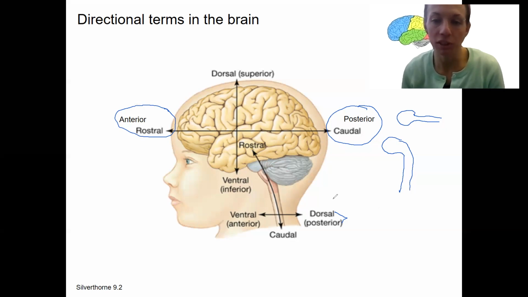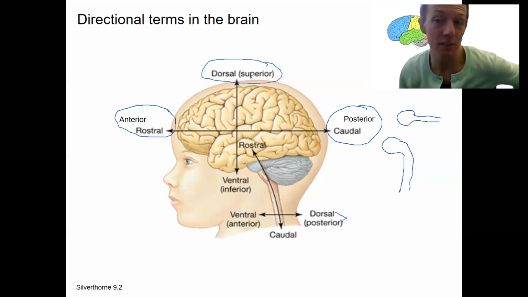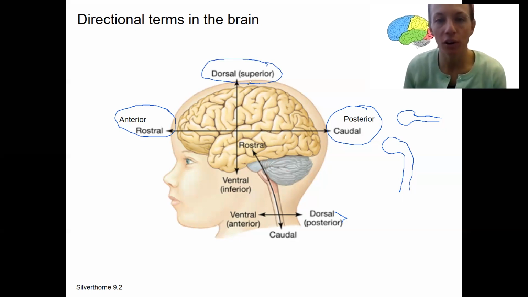Dorsal is equivalent to posterior in the spinal cord. Remember that dorsal root ganglion is the same thing as the posterior root ganglion. In the brain, dorsal is superior because that's the backside. If you were to put a fin on the brain, like a dorsal fin of a shark, it would be up here. If you were to put a fin on your spinal cord, it would be back here. So the dorsal fin is on the backside. That's a different meaning though in the spinal cord in terms of posterior versus superior.